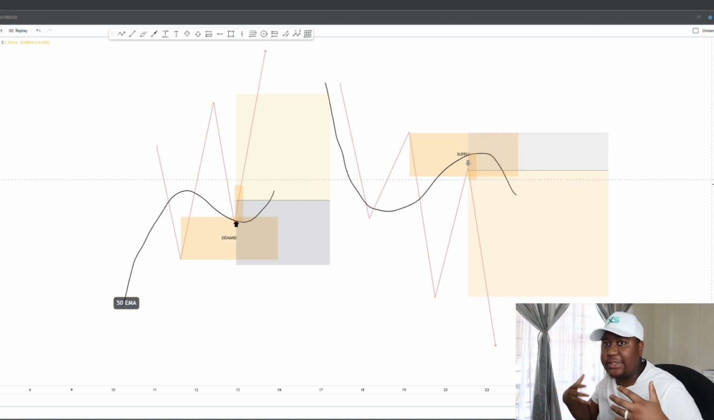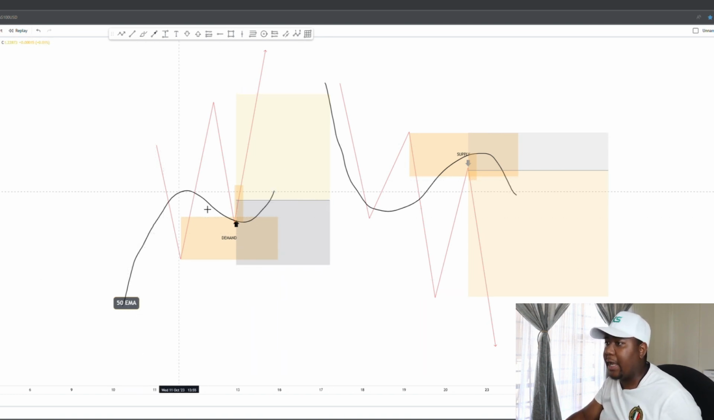Remember, this does not take off the work. You still need to gain confidence in exactly what I'm showing you, but it's going to make it way easier because there's something that's going to give you the trust and the catalyst, the confluence, to trust that demand level.